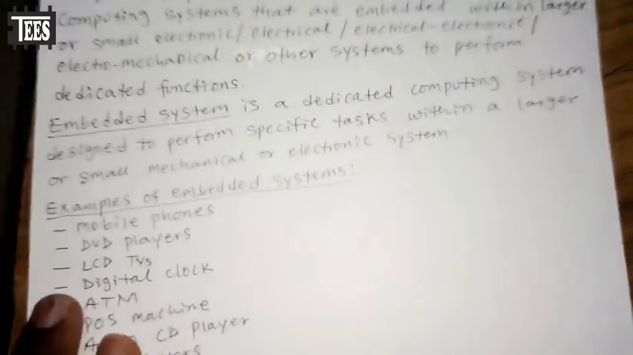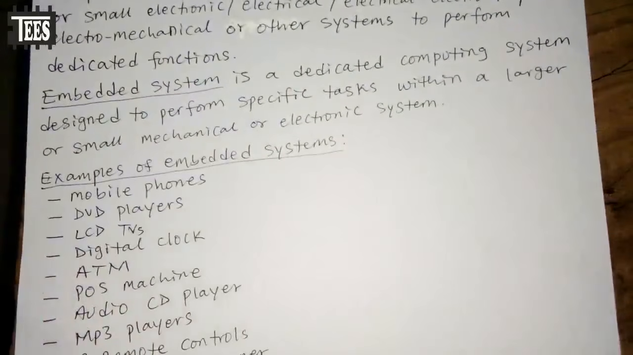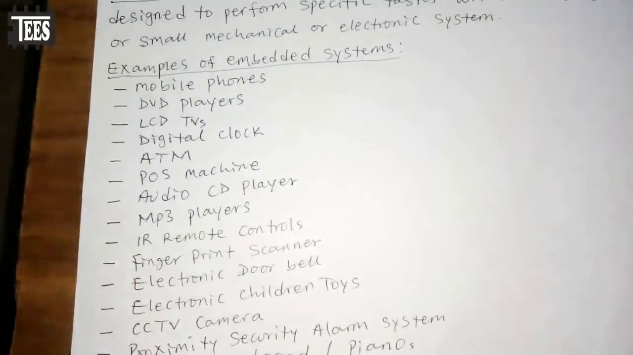Then what is an embedded system itself? An embedded system is a dedicated computing system designed to perform specific tasks within a larger or small mechanical or electronic system. So what are the examples of embedded systems?